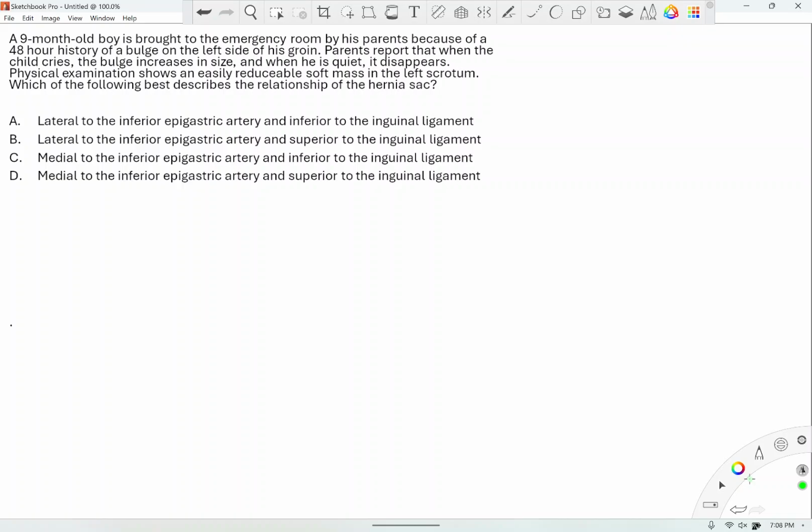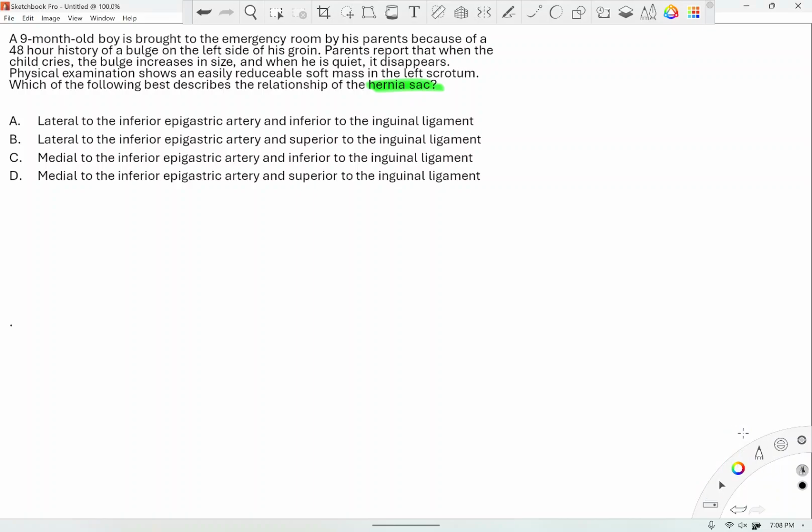Okay, so this is some sort of hernia in the groin region. First, we need to identify what hernia it is, and then we can look at the choices and how they will help us. Just by looking at the answer choices A, B, C, D, it looks like they want to know the anatomy of this hernial sac. Okay, let's do this.